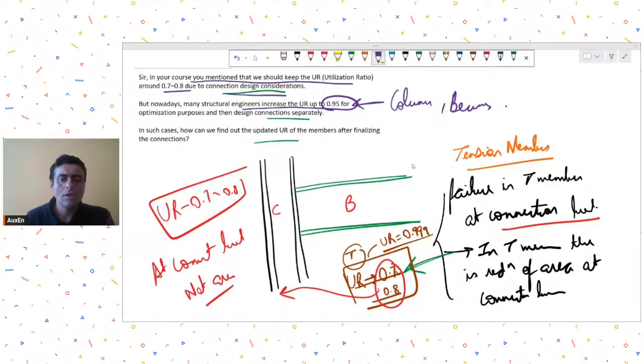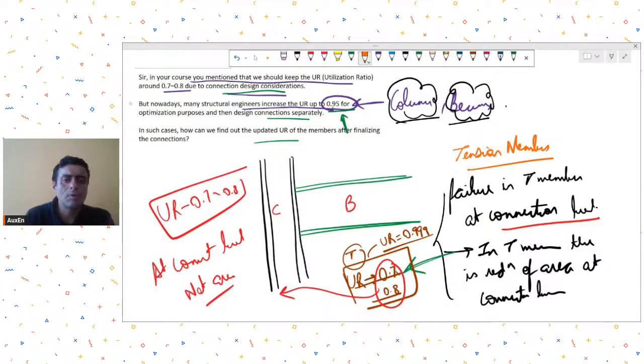So when you go on to design the connections for members which are in compression or in flexure or in shear, you will not see any major change at the connection level, because there is no reduction in the net area, or reduction in net area doesn't affect the members which are in compression or flexure. Mostly they don't affect. So that's why engineers are keeping it up to 0.95. Of course they will check at the connection level also, and accordingly they will design their connections.